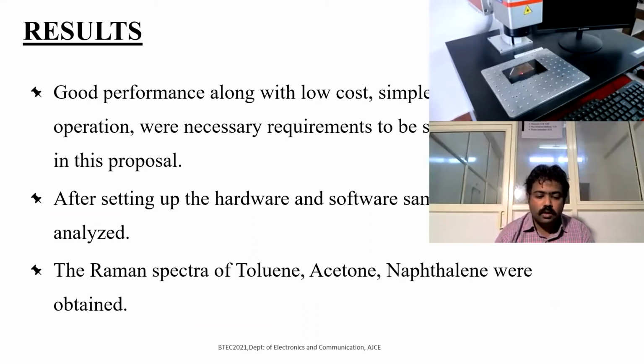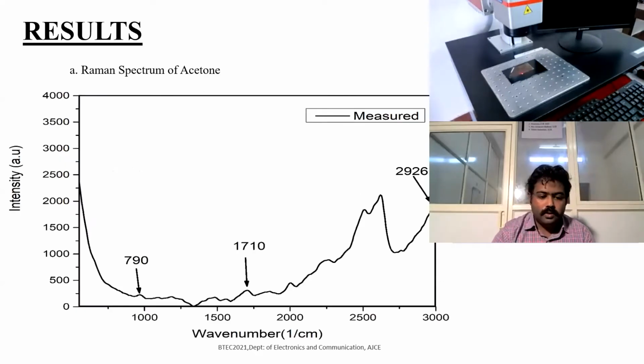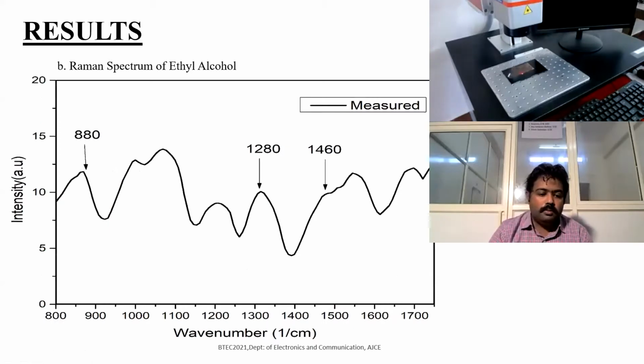So this design is very cheap, very simple and very efficient. This was one of the results we got from this spectroscopy, which is acetone. We found the Raman shifts in the ranges of 790, 1710 and 2926, which has a small difference from the conventional values. This is what we measured for ethyl alcohol, with peaks at 880, 1280 and 1460, having differences of 2, 1 and 3.